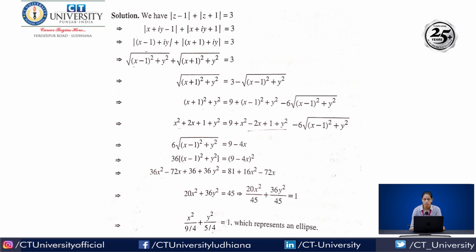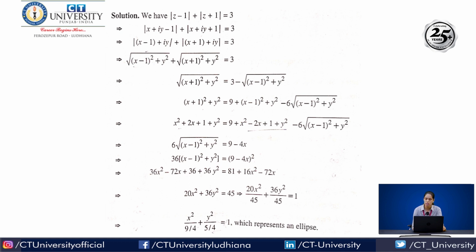Taking the under root (x minus 1) whole square plus y square on the other side, under root (x plus 1) whole square plus y square equals 3 minus under root (x minus 1) whole square plus y square. Taking the square on both sides, because we have to eliminate the under root as we cannot solve easily with the under root. The right hand side becomes (a minus b) whole square, which equals 9 plus (x minus 1) whole square plus y square minus 6 under root (x minus 1) whole square plus y square. I am taking the square again to eliminate the under root again.